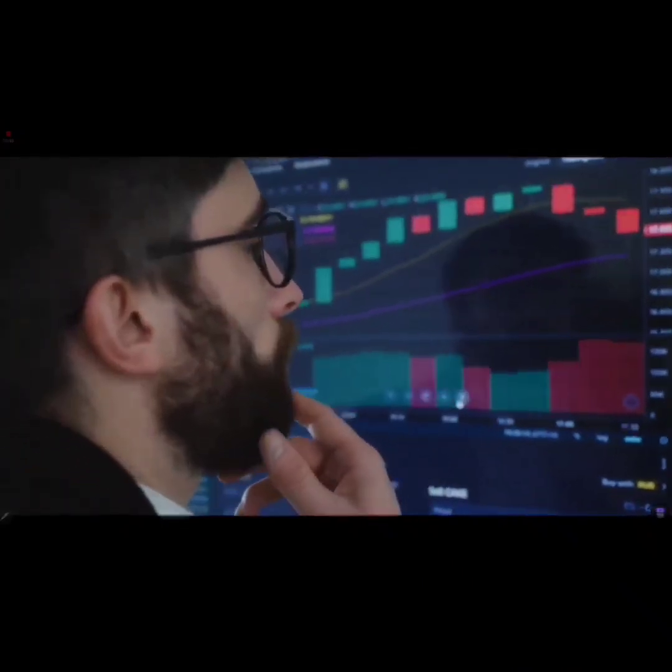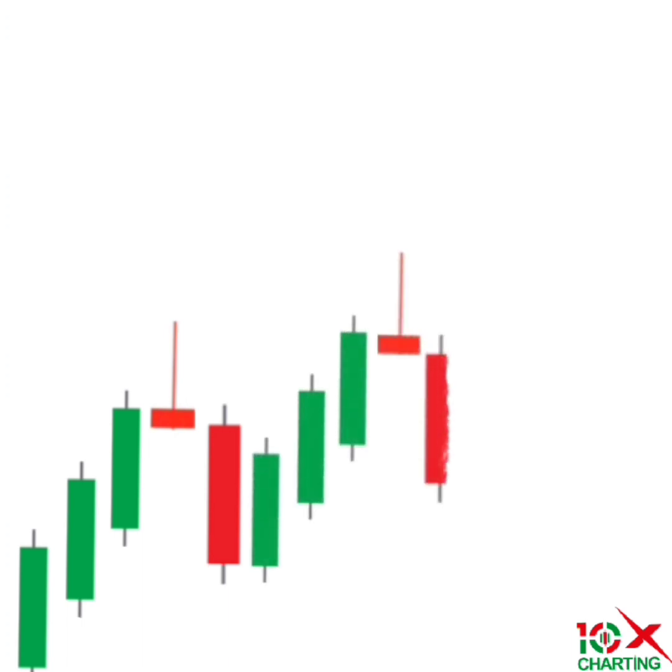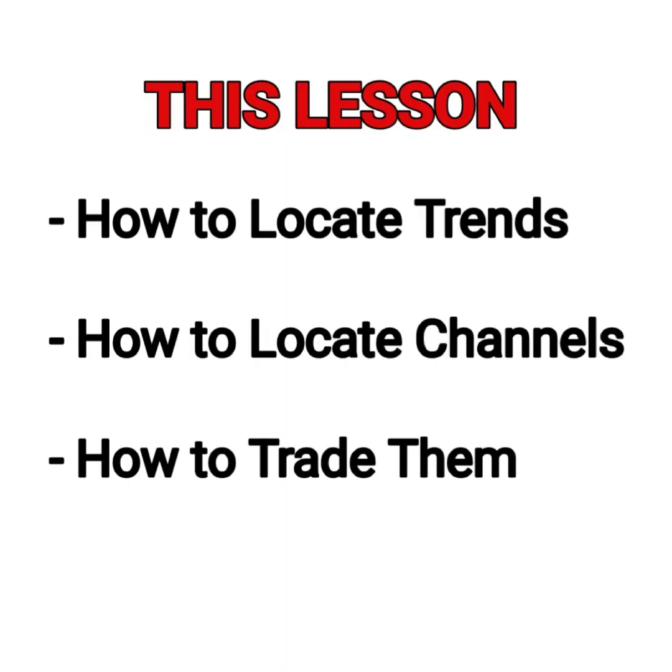The untrained eye, when they see candlesticks forming on a chart, they don't know what they're looking at. They look at the chart and they just see green and red candlesticks popping up across the screen. Some beginners may think, where do I even begin? In this lesson, we will discuss how to look at a chart and start seeing trend lines and patterns, and then how to trade them.